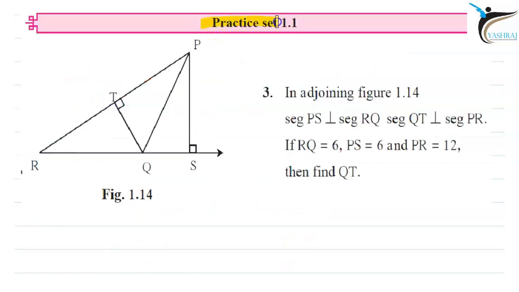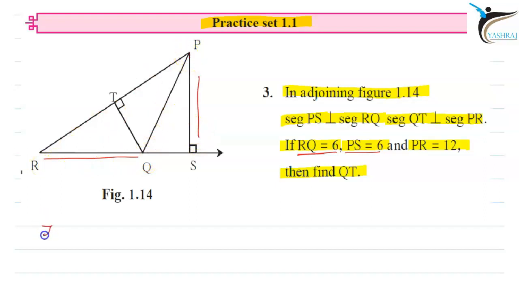Look at question number 3, practice set 1.1. In the adjoining figure 1.14, segment PS is perpendicular to segment RQ. Segment QT is perpendicular to segment PR. If RQ equals 6, PS equals 6 and PR equals 12, then find QT. Look at RQ and PS. These are the base and height of which triangle? Triangle PQR.